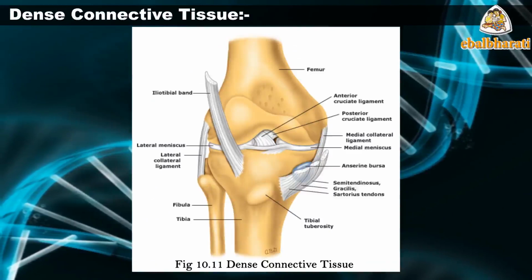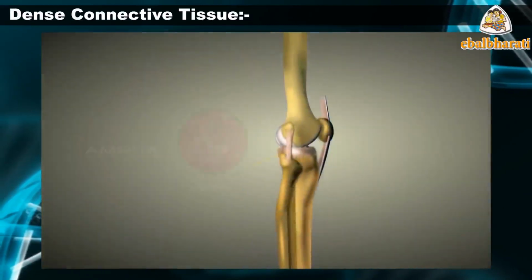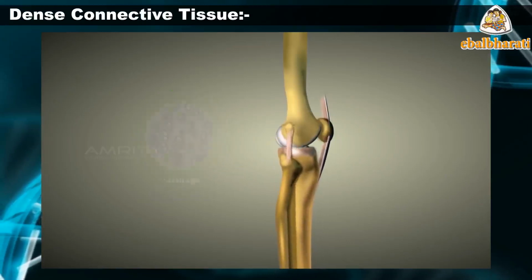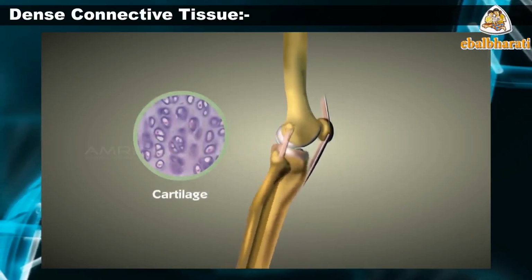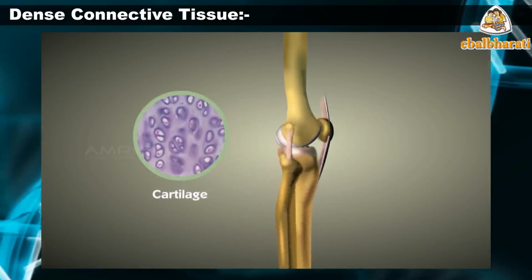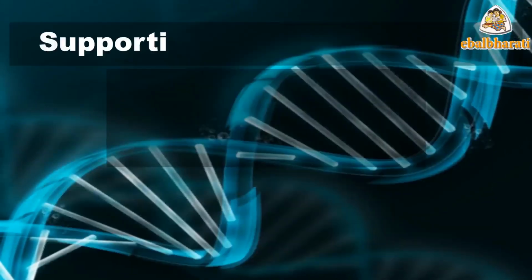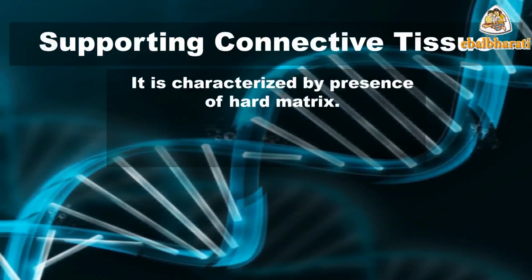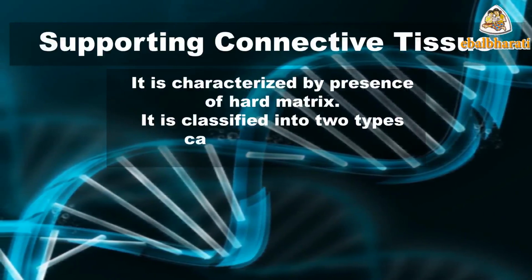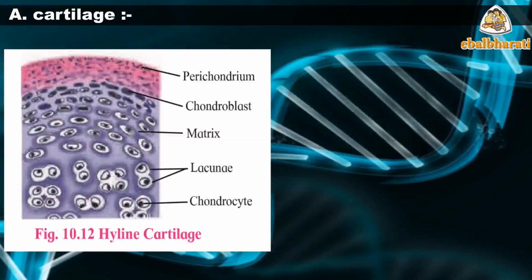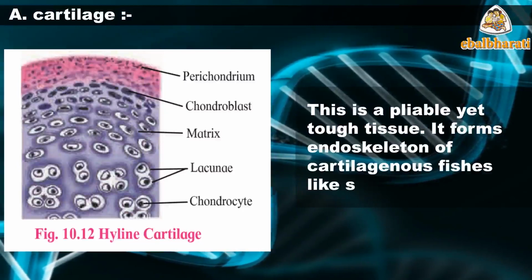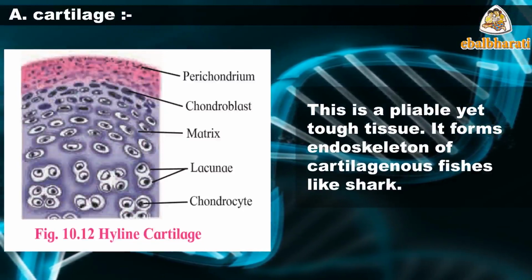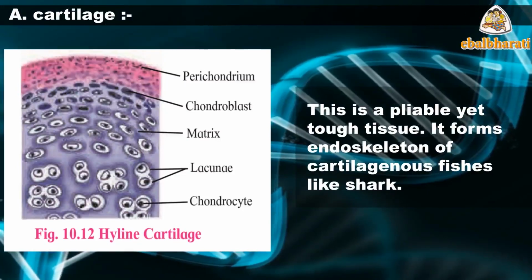Dense connective tissues. In this tissue, fibers and fibroblasts are compactly arranged. These are of two types, namely dense regular and dense irregular tissues. Figure 10.11. Supporting connective tissue. It is characterized by the presence of a hard matrix. It is classified into two types: cartilage and bone. Cartilage. This is a pliable yet tough tissue. It forms the endoskeleton of cartilaginous fishes like shark.